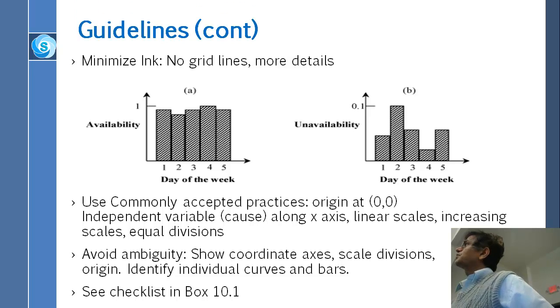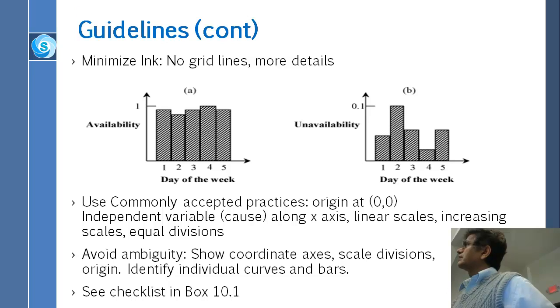For example, these 2 graphs are the same. This one shows availability and this one shows unavailability. Obviously, if you really wanted to give the information, it is hidden here, whereas it is clear here. And so that is the thing: with minimum ink you can give maximum information.